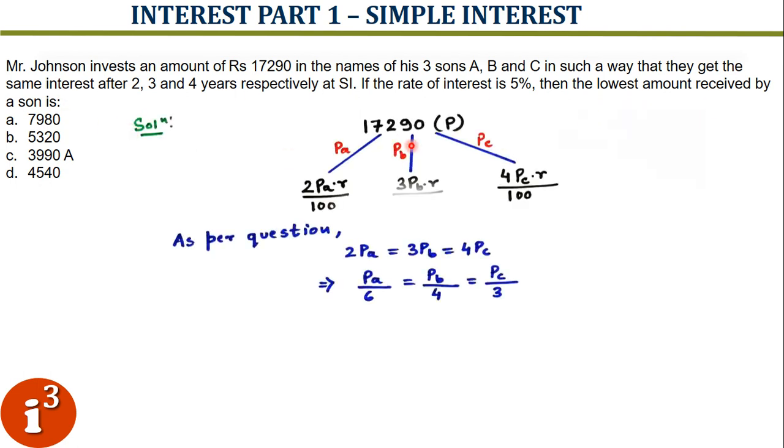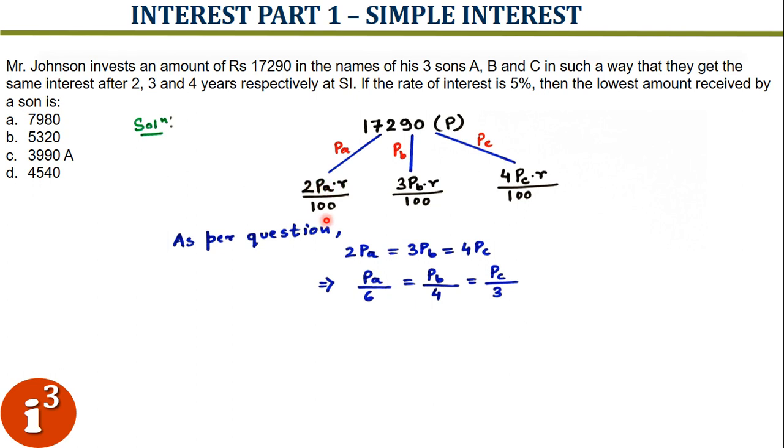See, this 17,290 is the principal. This has been divided among three sons as principal. Let this be PA. The amount given to A is PA, the amount given to B is PB, and the amount given to C is PC. So if PA, how much interest will it earn in 2 years?